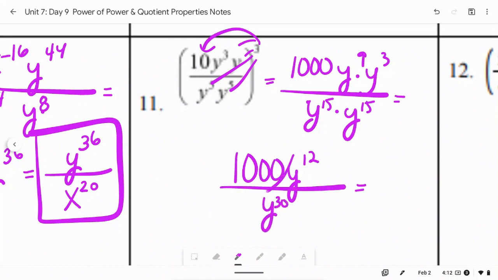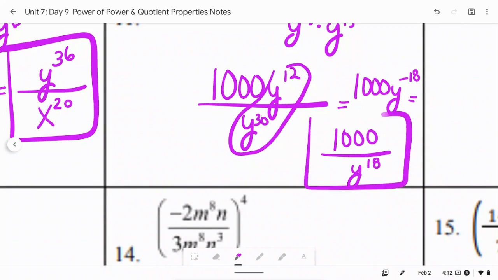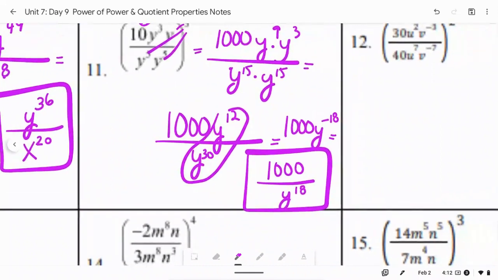And now it's division, so we're going to subtract the exponents to get 1,000 y to the negative 18. And then we can't leave it with a negative exponent, so we're going to keep 1,000 in the numerator and then bring y to the denominator and make it a positive 18. And that would be your final answer.